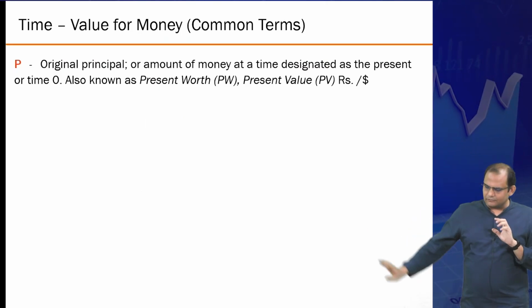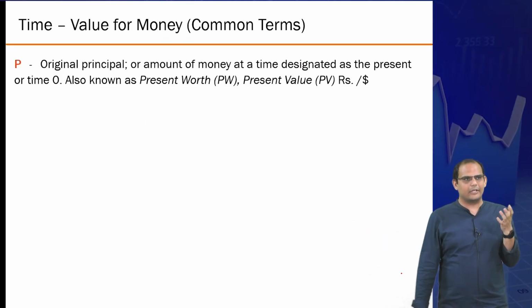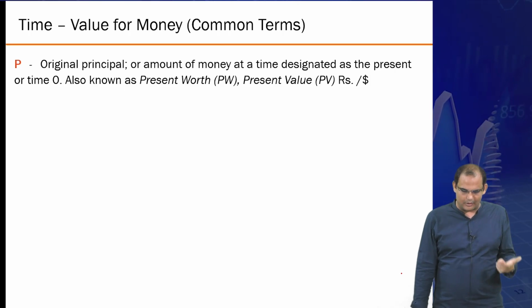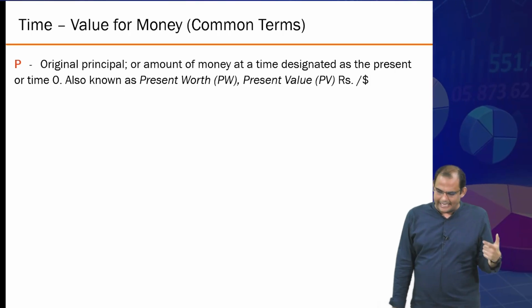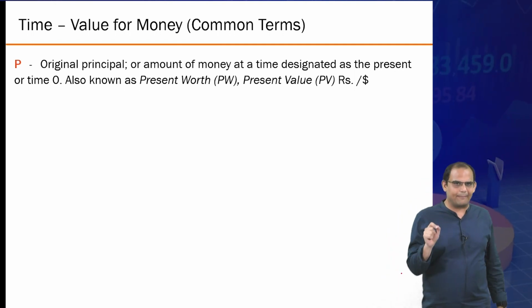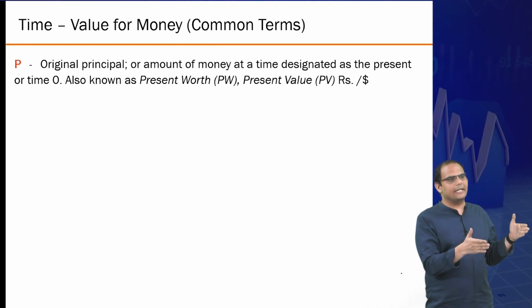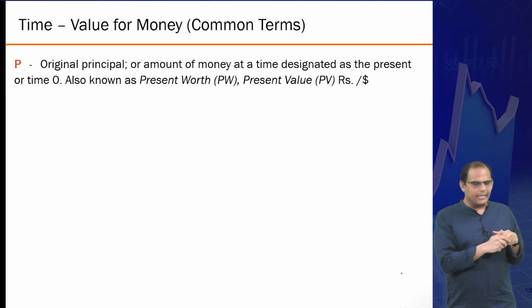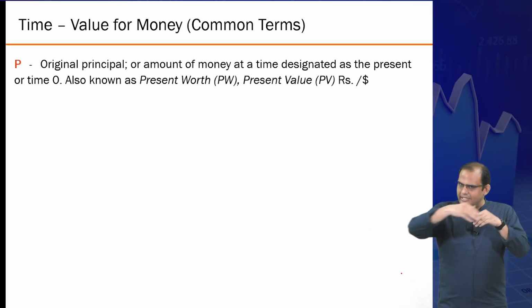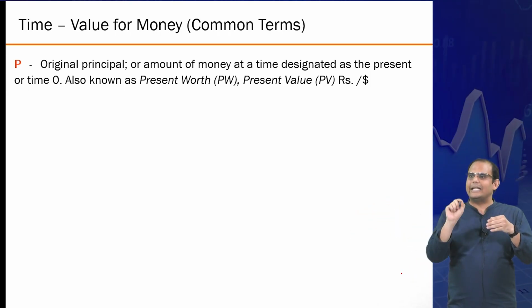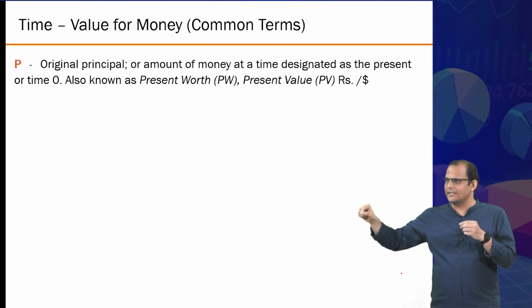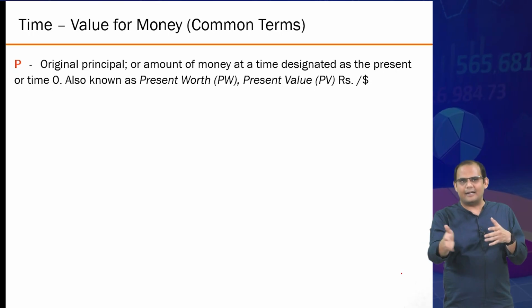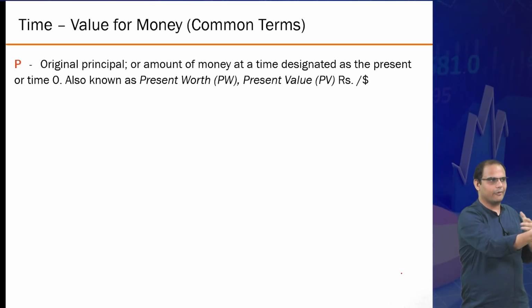Alright, then just trying to repeat some of the common notations that we'll be using throughout. So capital P is the original amount or the amount of money at a time designated at the present time. So this is one thing that you also have to consider. Whenever you are doing the calculation, you are dealing with years as 0, 1, 2, 3 in terms of the number of periods. But the real years are 2023, 2024, 2025.